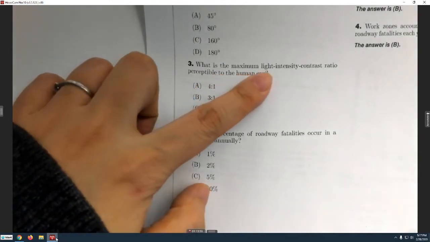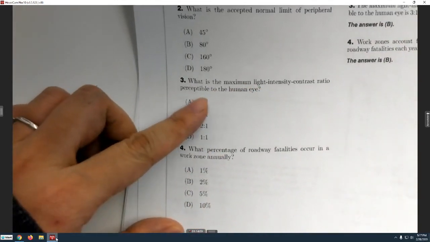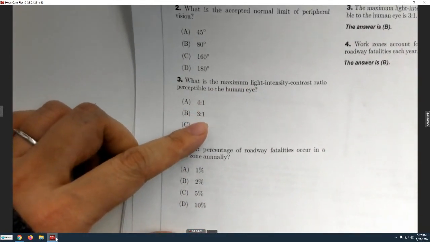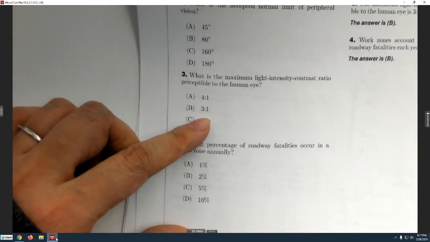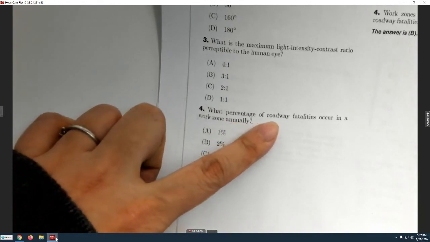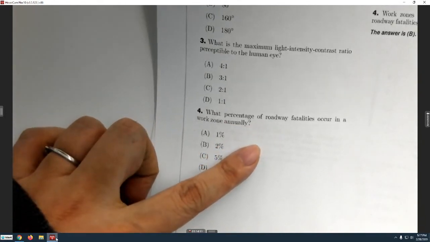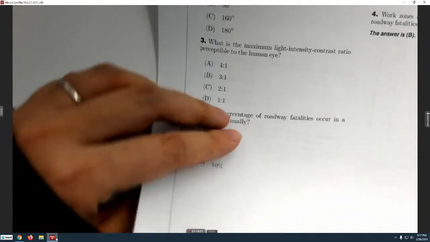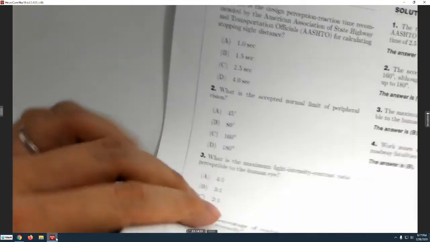What is the maximum light intensity contrast ratio perceptible to a human eye? Just memorize this number. I cannot memorize it. 3.1. What percentage of roadway fatalities occur in a work zone annually? 2%. I cannot remember this either. You may want to memorize this number in case we test it. But I want to show you something else.